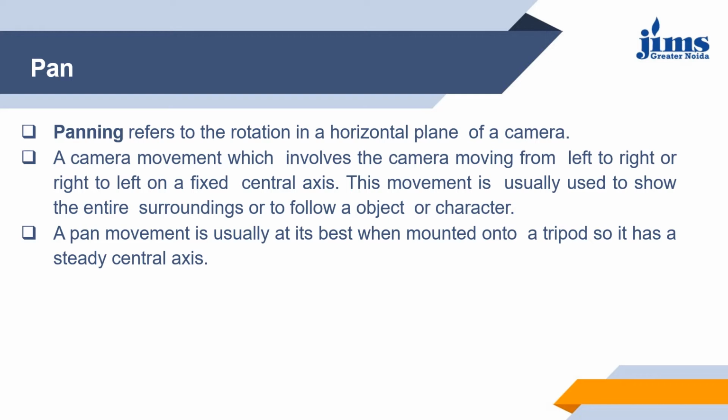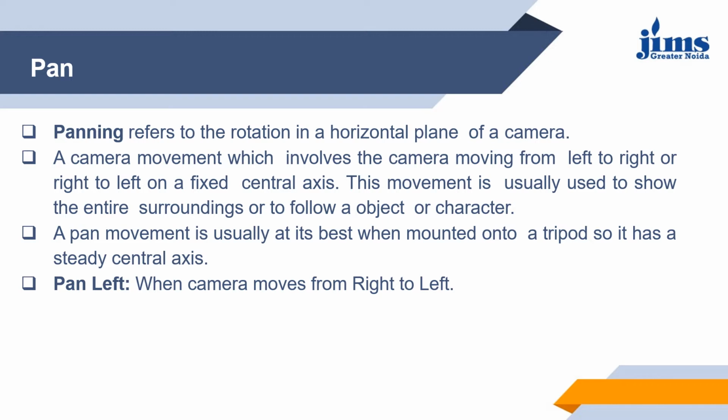We can record the pan movement on the shoulder also, but that may be shaky. And if we mount the camera on the tripod, then there is no chance of shaking the camera. So the pan will be very smooth and the speed will be constant, and there will be no shakes also.